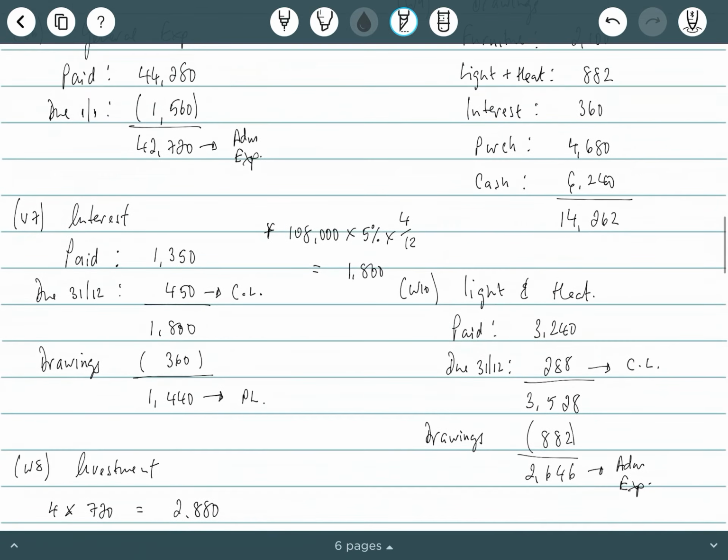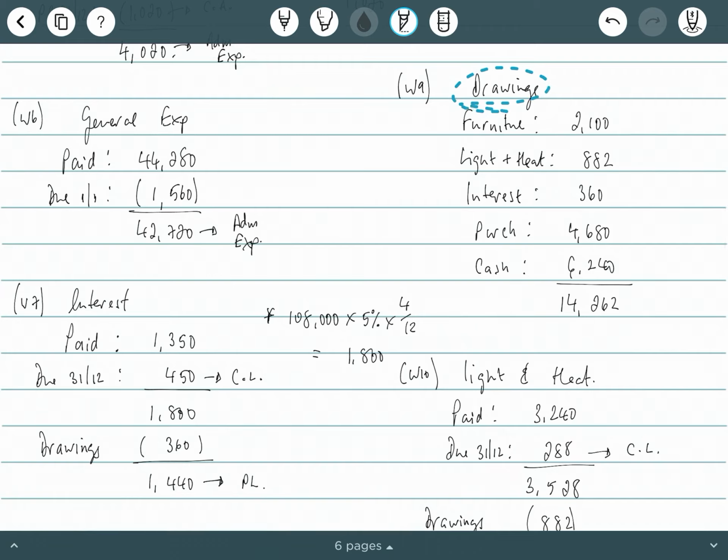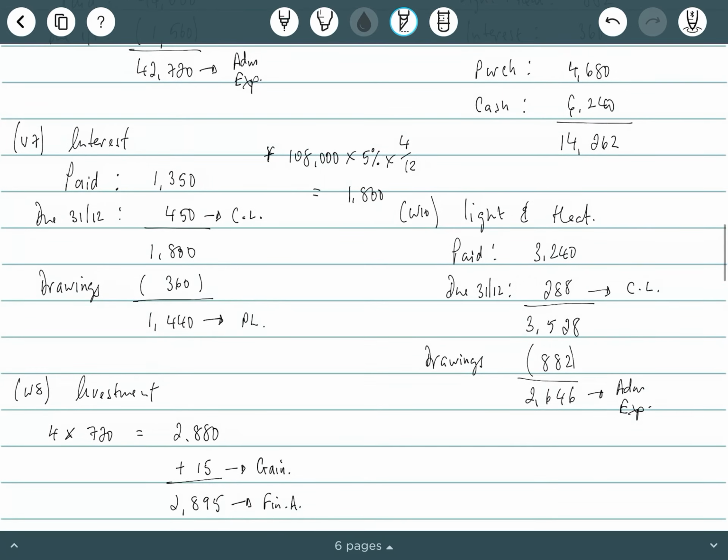Working on, lads. The next working I opened up was drawings, simply because the next paragraph was based on the drawings. You can see here that 25% of furniture works out to be 2,100, and 25% of light and heat used. Which leads me down to a light and heat section. I paid €3,240 on light and heat, again in the bank payment section of the question. 25% of that is €288. This €288 is due at the end of the year, therefore it's a current liability.